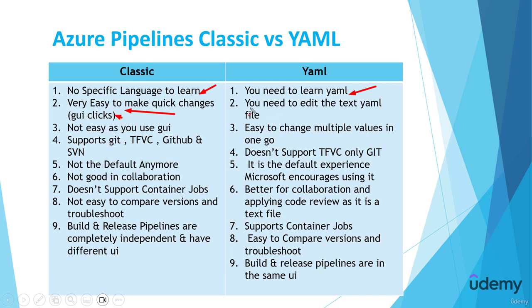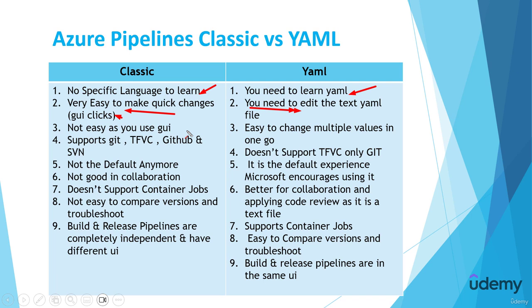In YAML pipelines, you need to edit the text YAML with the proper syntax, then push the new commit. This YAML file will be in your repo. But in classic pipelines, it's not a text file, so it is only in Azure DevOps, it's not in the repo. But in YAML, you need to edit the text file with the proper syntax, then push the new YAML file, so the new change happens.